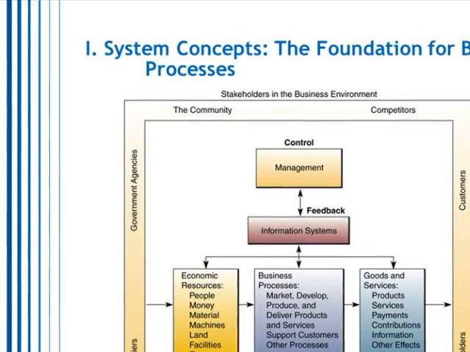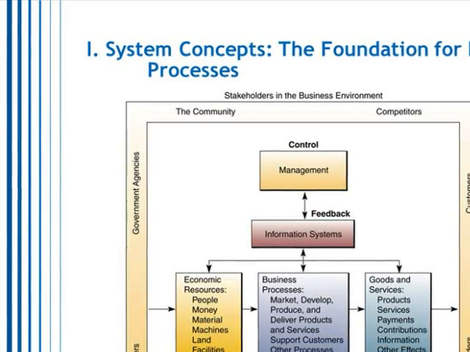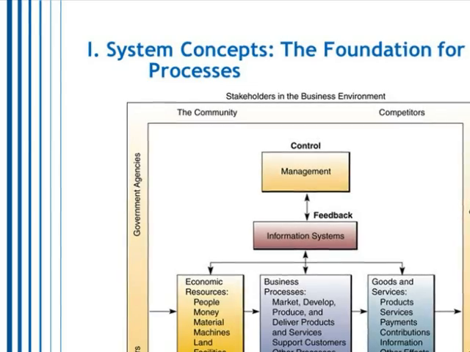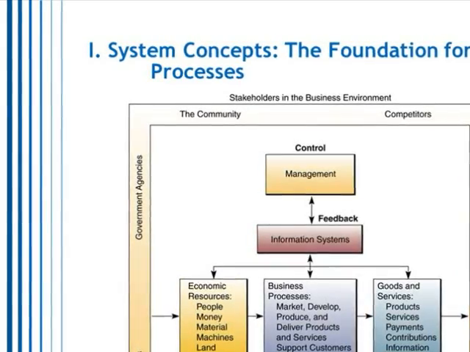And then the output. Well, the output of products and services, payments, contributions, information, and other effects of the business process. That, in a nutshell, is what a system is.